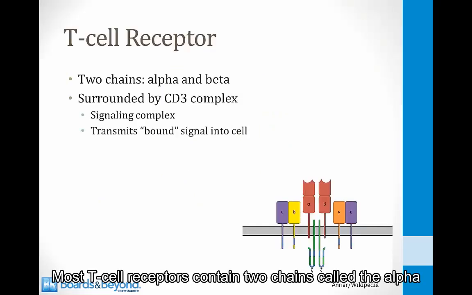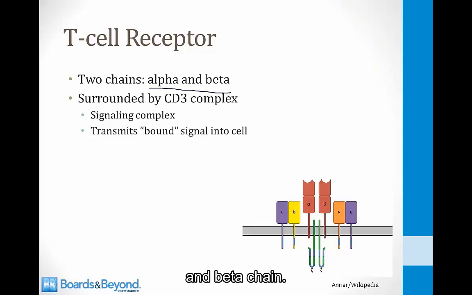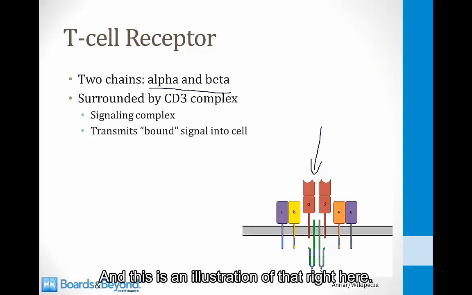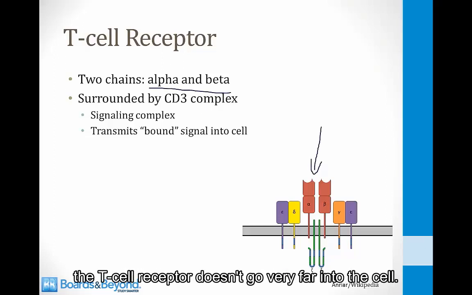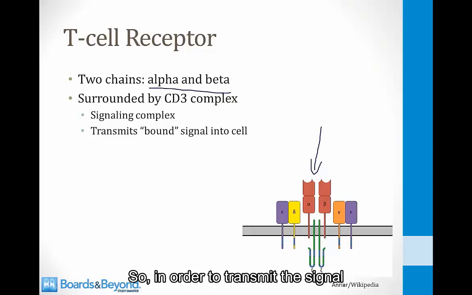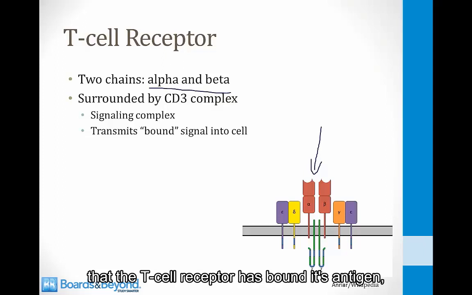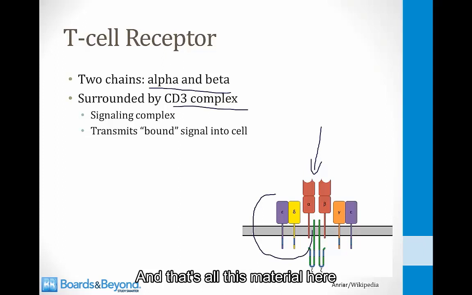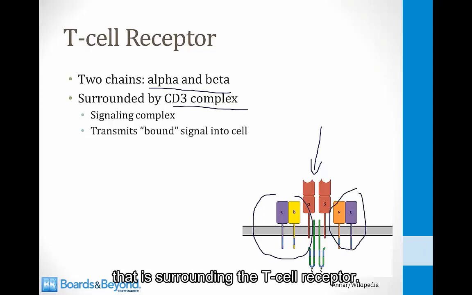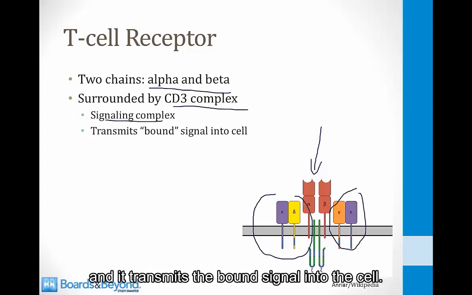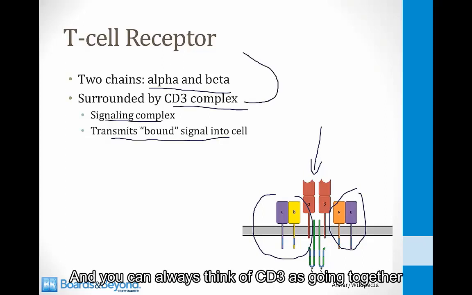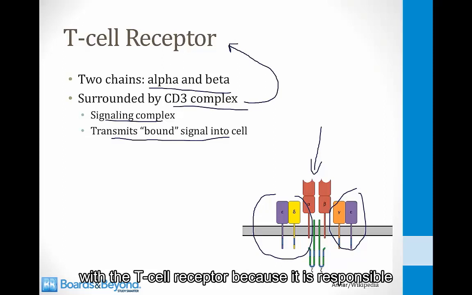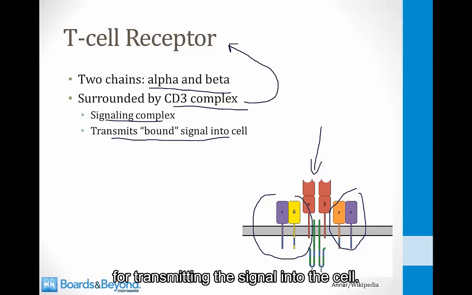Most T cell receptors contain two chains called the alpha and beta chain, and this is an illustration of that right here. And as you can see shown in this picture, the T cell receptor doesn't go very far into the cell. So in order to transmit the signal that the T cell receptor has bound its antigen, it needs some help. And that help comes from the CD3 complex, and that's all this material here that is surrounding the T cell receptor. This is a signaling complex, and it transmits the bound signal into the cell. And you can always think of CD3 as going together with the T cell receptor because it is responsible for transmitting the signal into the cell.